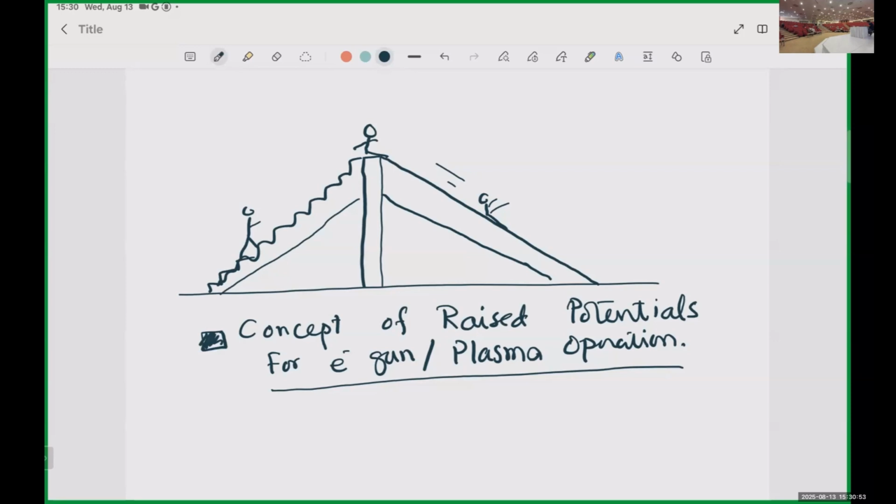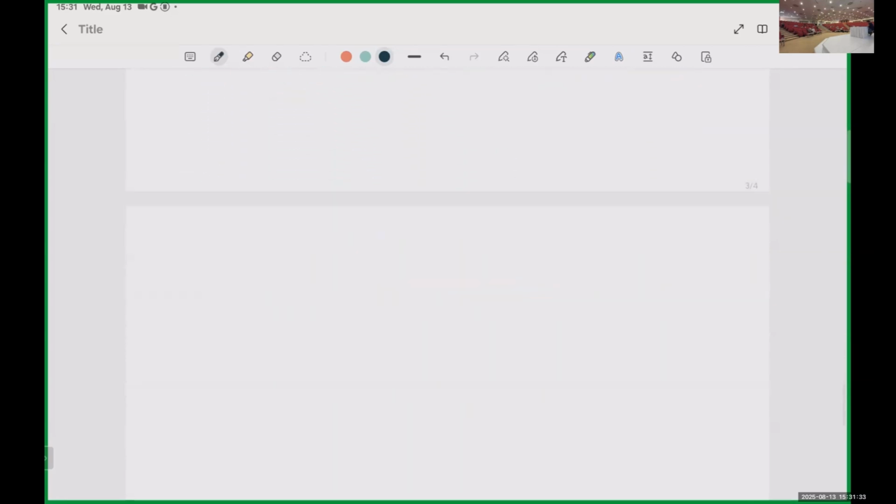It's just a common playground slide. I don't know how to call it in Turkish, but maybe you call it slide or whatever. Children usually gain potential energy at a certain height, and then they are released from a higher potential, and then they enjoy. It's a very common sight. In fact, we have to do the same for plasma sources, for electron sources. Let me show you why.